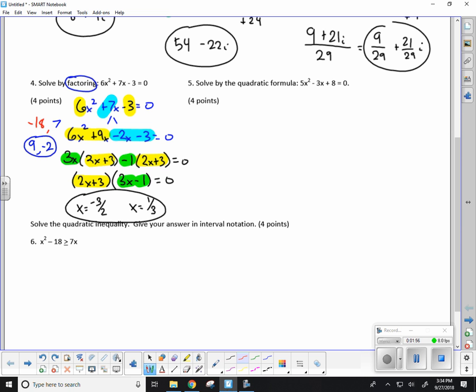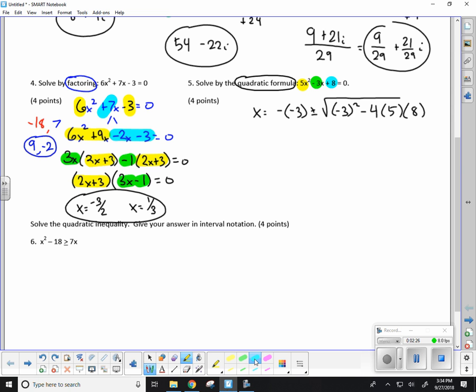Here we want to solve by quadratic formula. So we're going to use our a, b, and c values. Here we have a is 5, b is negative 3, c is positive 8. And so we're going to say x is going to be the opposite of b plus or minus the square root of b squared minus 4 times a times c. And I note right away that I'm probably going to get an imaginary number because I'm taking 9 and minus this large value, all over 2a.